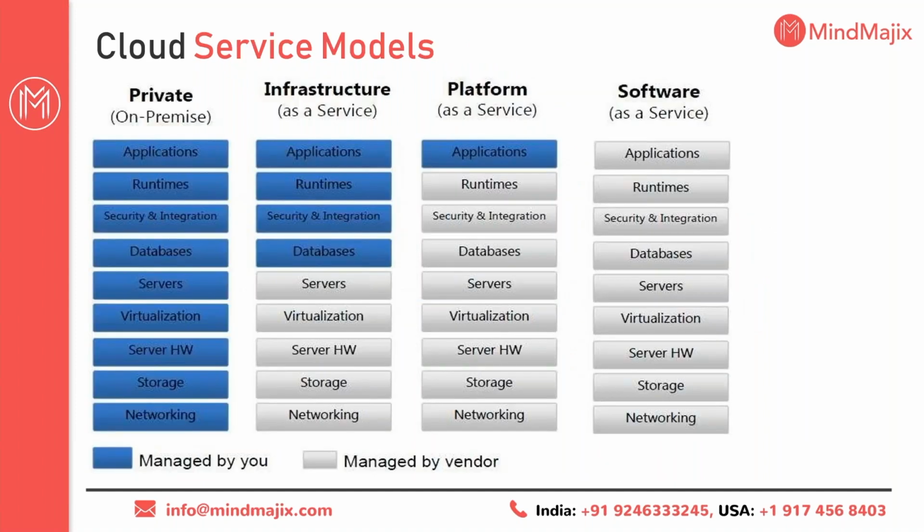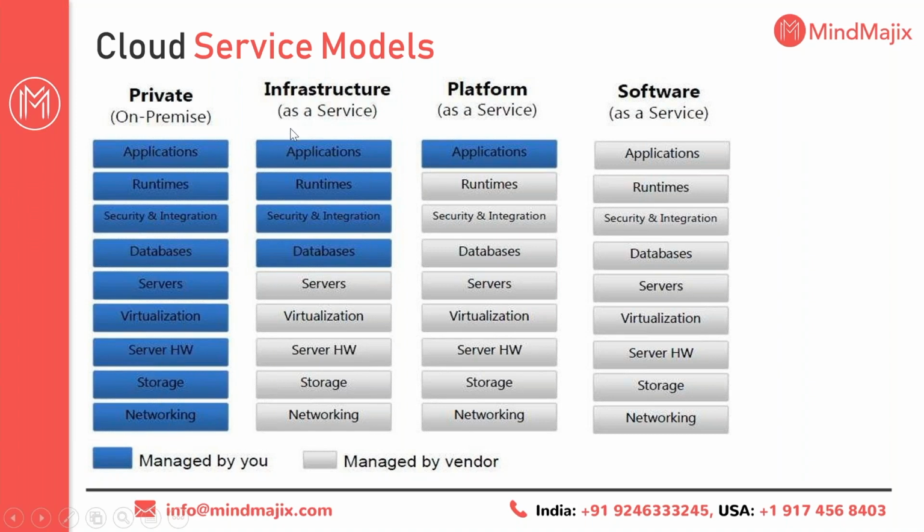Four types of cloud service models are there: private on-premises, infrastructure as a service, platform as a service, and software as a service. In short form, IaaS, PaaS and SaaS. With private cloud, when you are building your own cloud, everything is managed by you: application, security integration, database, server, virtualization, server hardware, storage, networking. All the things are managed by you.